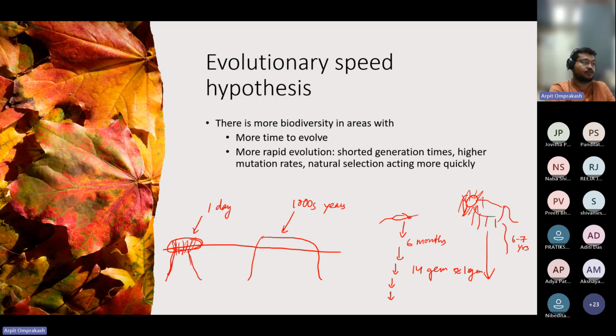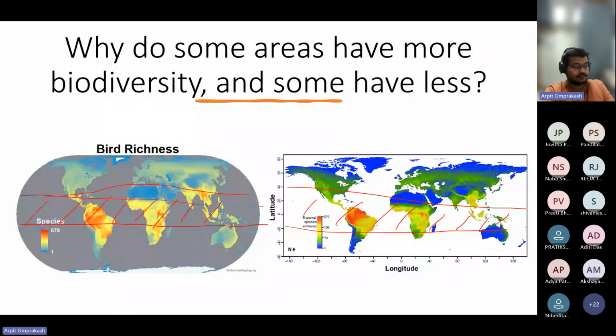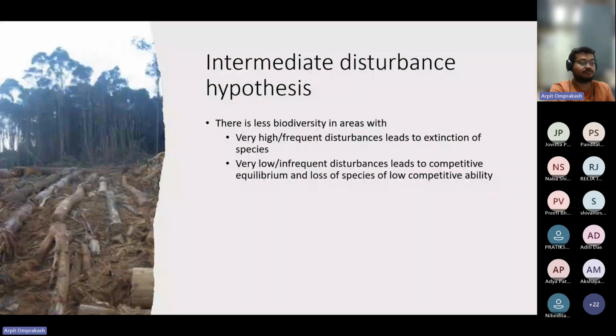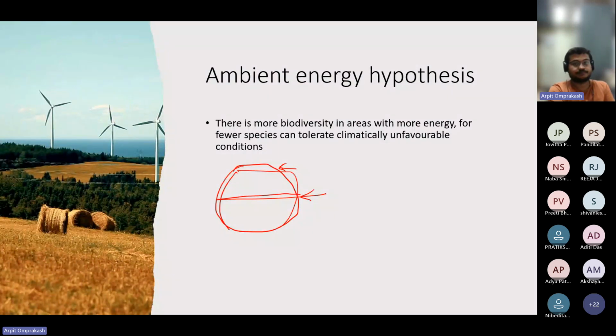For example, if we look at here, even though this area falls near the equator, it is mostly less species rich because it's mostly a desert, the Sahara Desert, right? And it's very unfavorable climatically for organisms to survive.